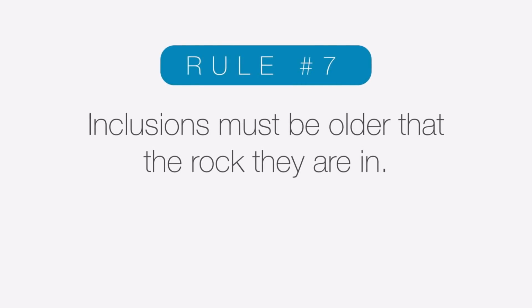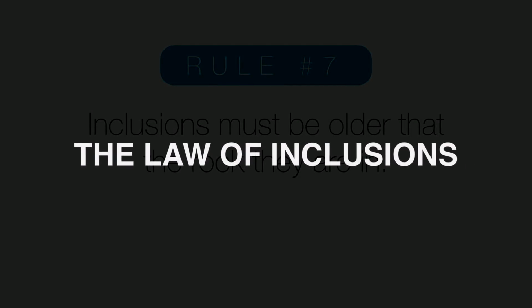Let's do one more rule, and this is called the law of inclusions. What it states is that any inclusions, and that would be little chunks of another rock layer, if they're included in that rock layer, then they must have been around first. Inclusions must be older than the layer they're in. And again, this is called the law of inclusions.